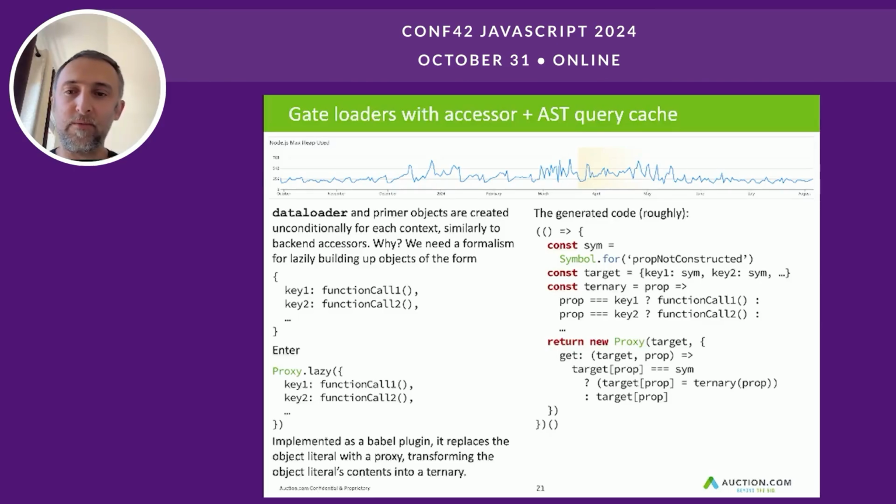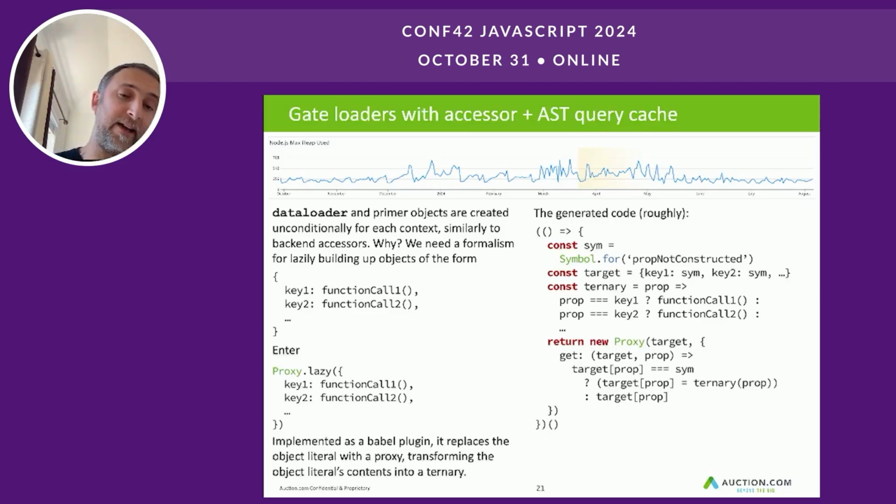And we store them all like this: the name of the loader, and then the function that creates the loader. And the result of these function calls is always an object. And so again, we were in the same situation as with backends, where we were creating like hundreds of these objects, if not thousands, for the data loaders and for the primers, for every single context.